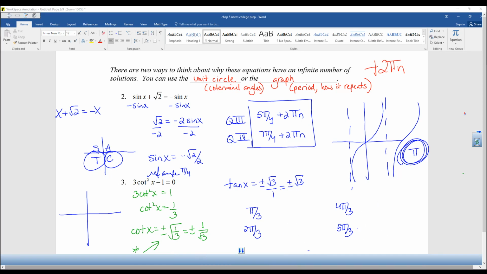So this is something you're going to want to put in your appendix, that for sine and cosine, and therefore secant and cosecant, you're going to add 2 pi n. Oops, it was in my head. But for tangent, you're only going to add pi n. Okay, because that's the period of tangent and cotangent.